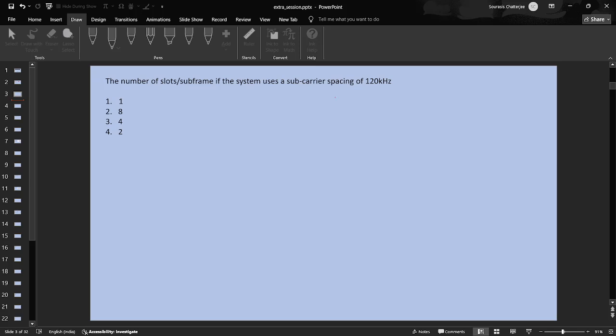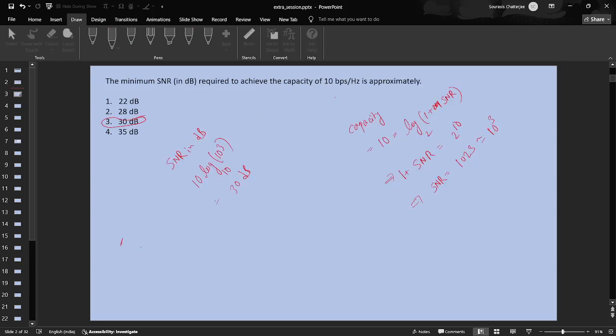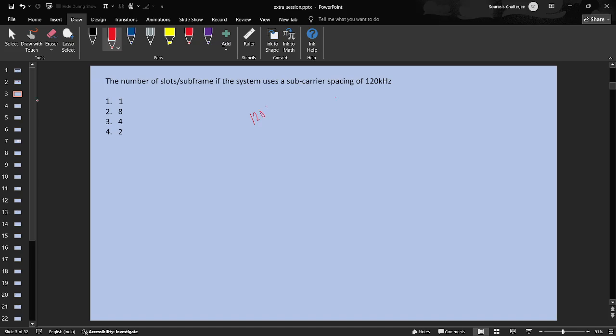What about the relation between subframe and slot for different subcarrier spacing? For example, here we are given a subcarrier spacing of 120 kilohertz. For 120 kilohertz we have 8 slots per subframe. And what is the difference between subframe duration for a subcarrier spacing of 120 kilohertz and 15 kilohertz?